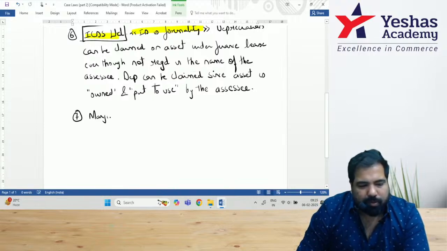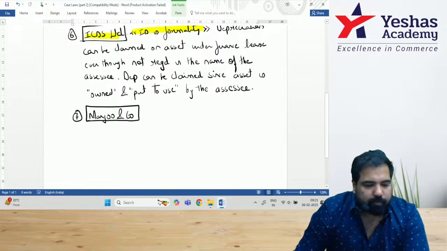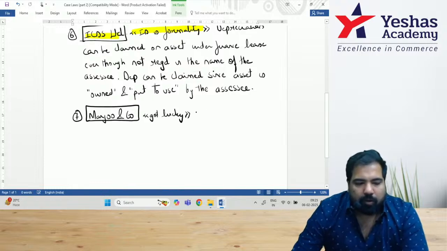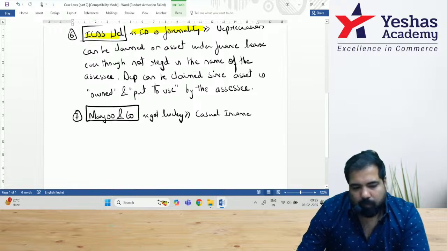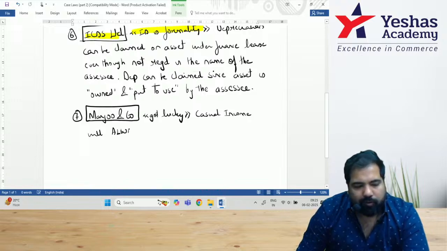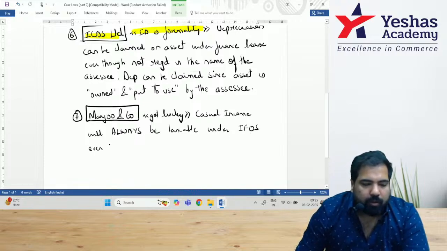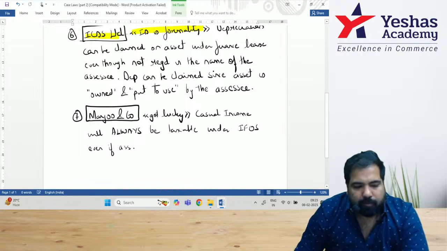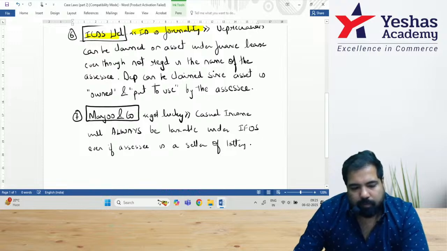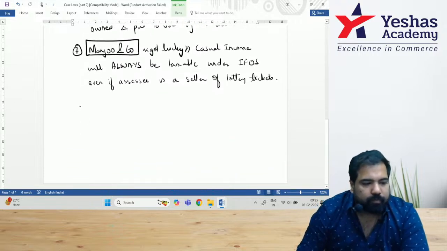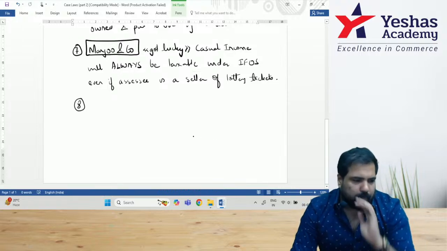We'll write very simple two case laws, Manju and Co. This Manju got lucky. Casual income will always be taxable. IFOS, even if assessee is a seller of lottery. Next.